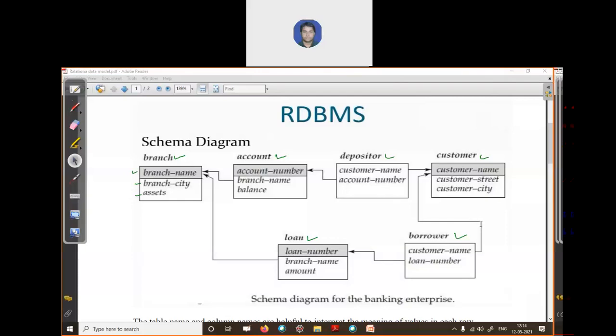Sir, yes, please. Why do some of the attributes have gray in the background instead of white? The gray attributes you are seeing on your screen are the primary key of that table. We will discuss primary key. So the attributes you see in gray are the primary key of that table. Is it clear? Yes, sir.